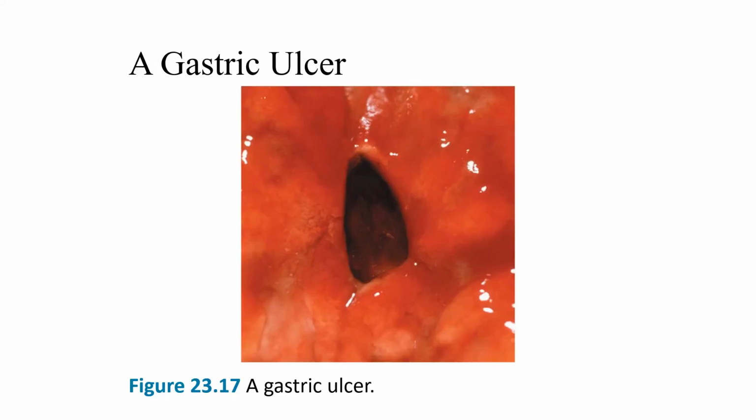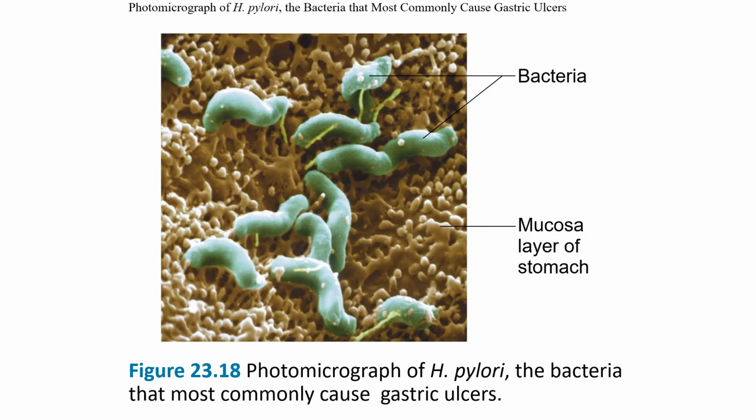Here's a picture of a gastric ulcer. You can see the hole in the mucosa and the dead or dying tissue underneath at the bottom, and you can see how the tissue around it is highly inflamed. It looks very angry. It's all red and nasty and highly inflamed. This is very, very painful.